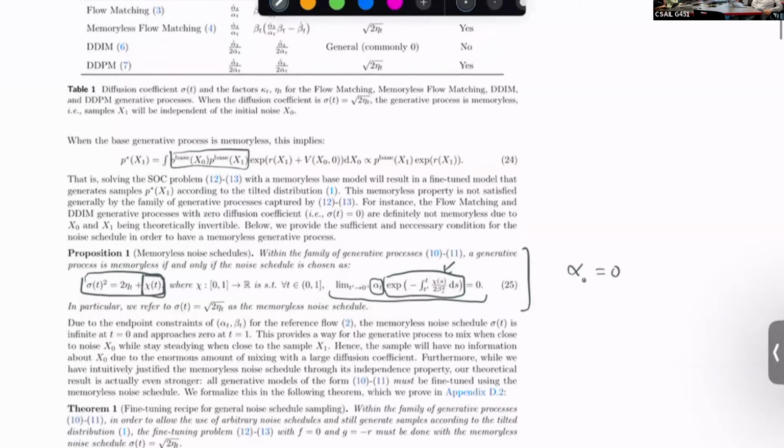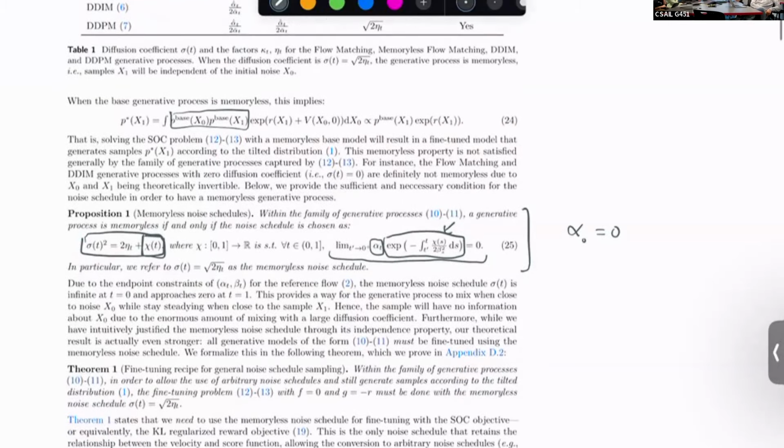And this is when we go to theorem 1. Within the family of generative model processes, in order to allow the use of arbitrary noise schedules and still generate samples according to the tilted distribution, that means for any inference noise schedule to work, you have to set chi to 0. So you have to use this particular one. That's why we call this one the memoryless noise schedule.